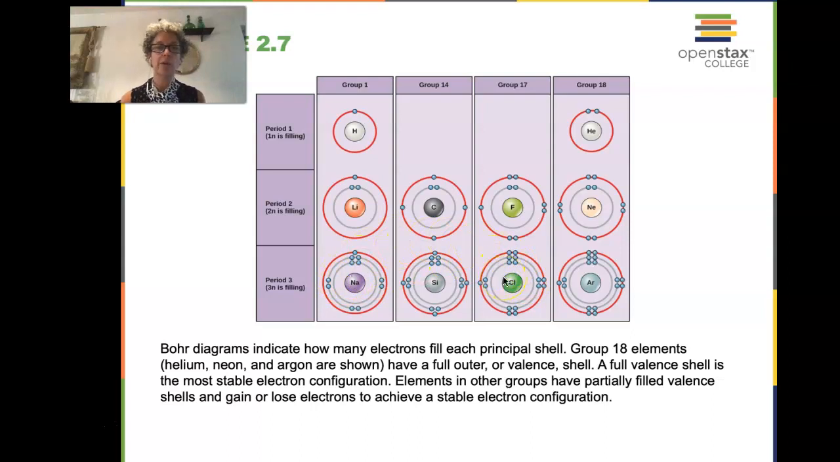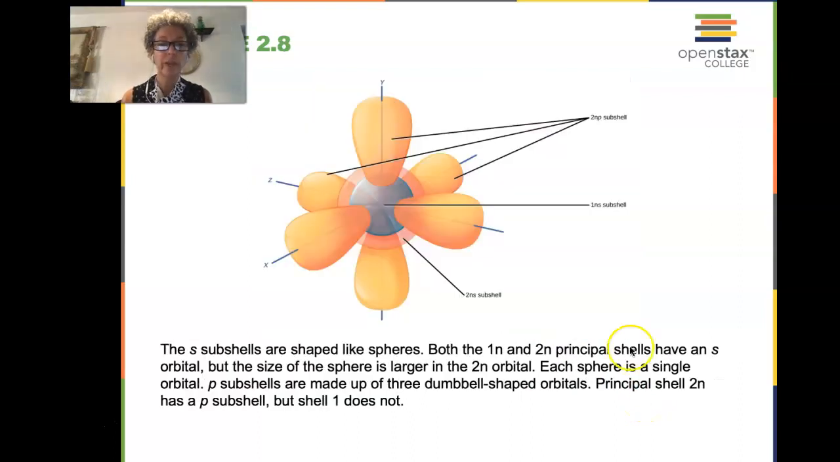So when we start talking about bonding, we will see the different types of bond. Ionic bond is one sort. So there's an actual picture of our orbitals.